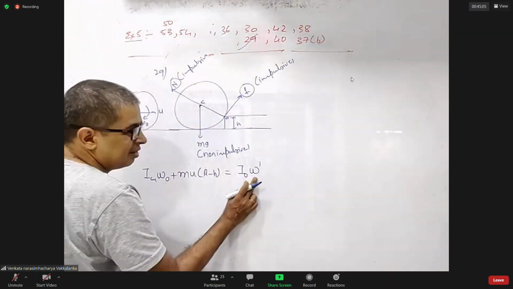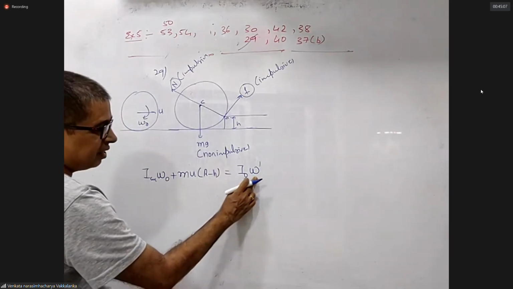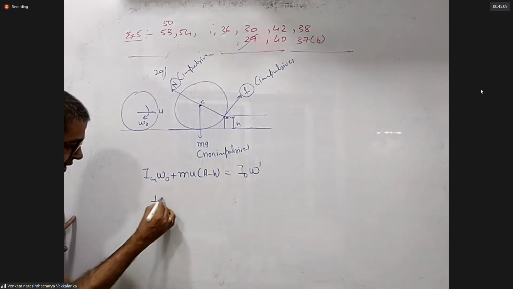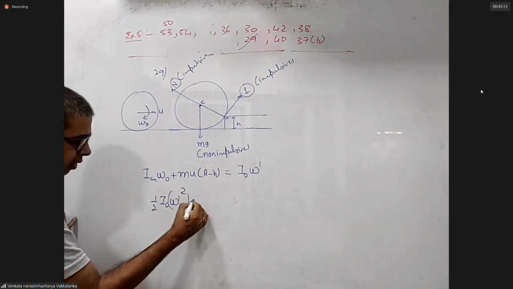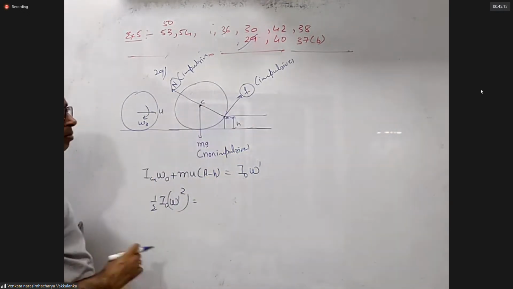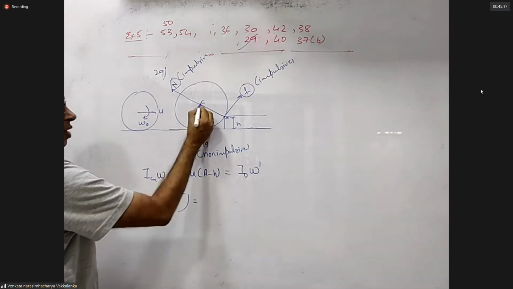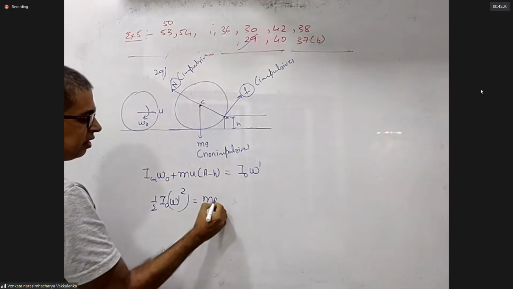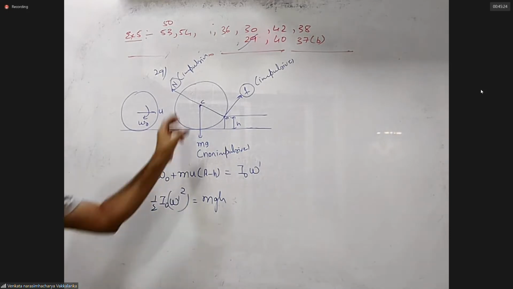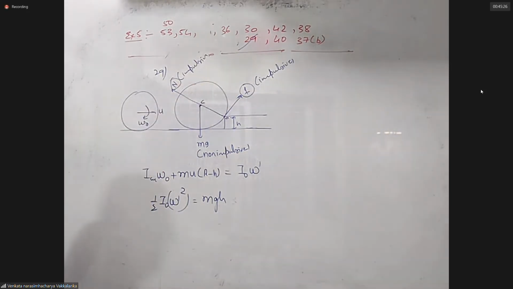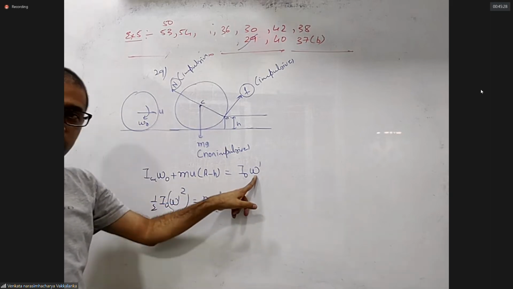Once I know omega dash, I know the kinetic energy. Half I about O into omega dash square should be sufficient to climb the step. The center of mass should rise up by a height h, so mgh. This kinetic energy should be just sufficient for it to climb the step. Find out the new omega dash.